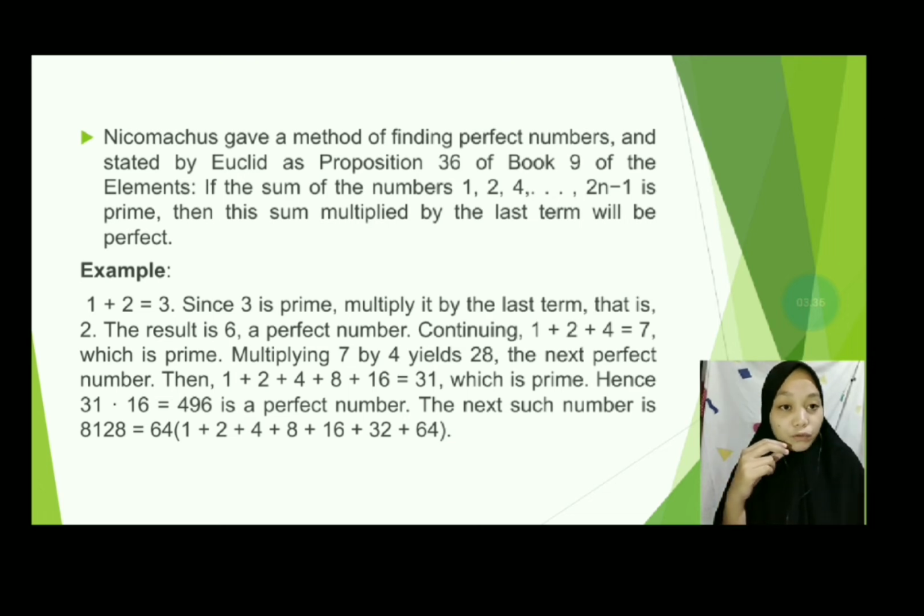Continuing, 1 plus 2 plus 4 is equal to 7. So 7 is a prime number. Then multiply 7 by 4, which is the last term. Then it will give us a result of 28, which is also a perfect number. So that is how we identify perfect numbers.